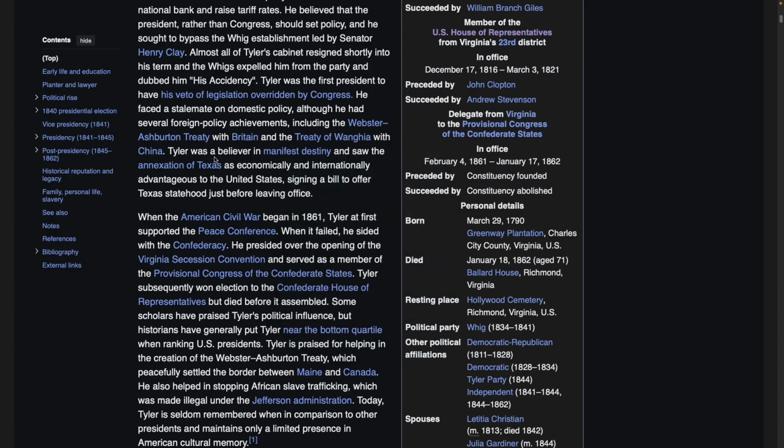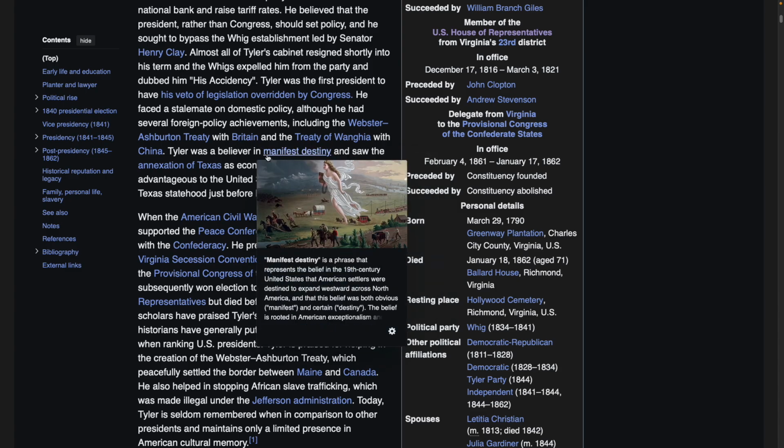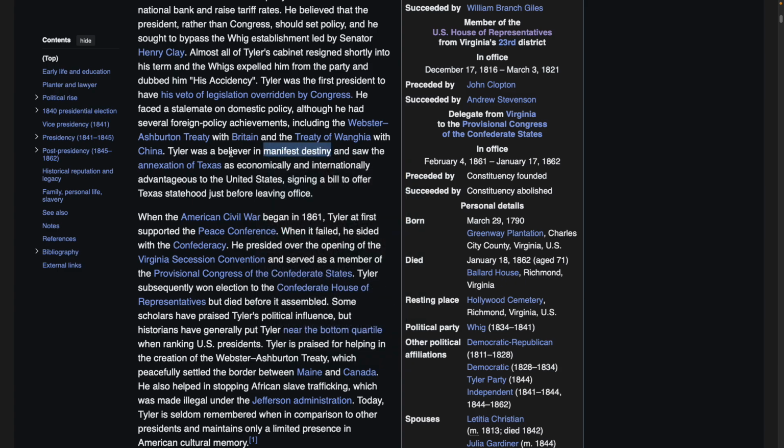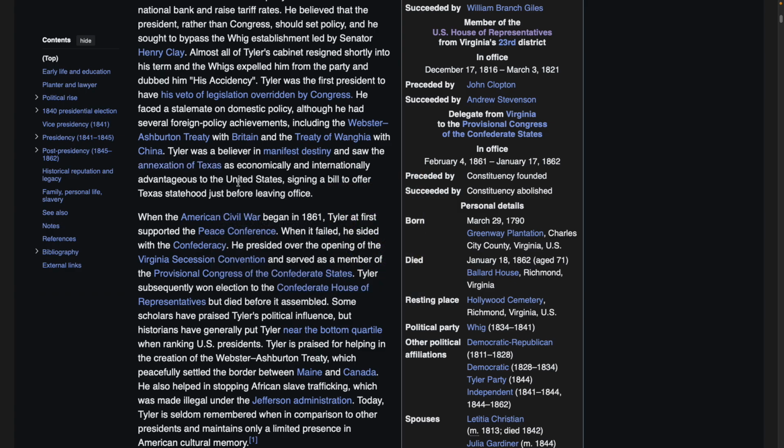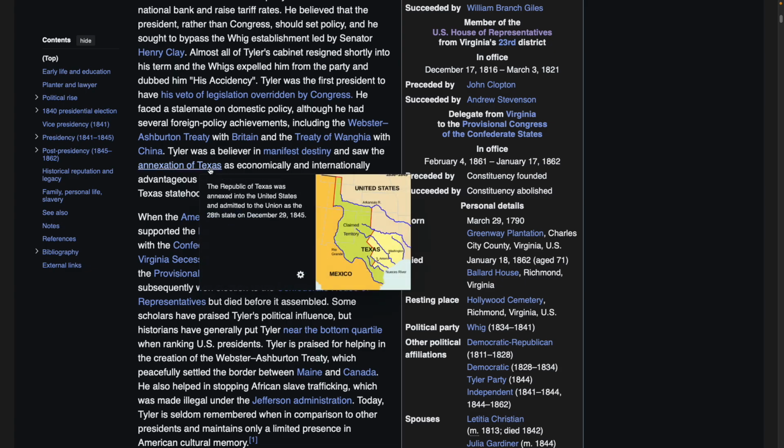So he faced a stalemate on domestic policy, although he had several foreign policy achievements, including the Webster-Ashburton Treaty with Britain and the Treaty of Wanghia with China. Interesting. He was a believer in manifest destiny. If you don't know what that is, neither do I. We'll look it up soon. And he saw the annexation of Texas as economically and internationally advantageous to the United States, signing a bill to offer Texas statehood just before leaving office. Okay, so that is interesting because it was its own thing in the 1840s.